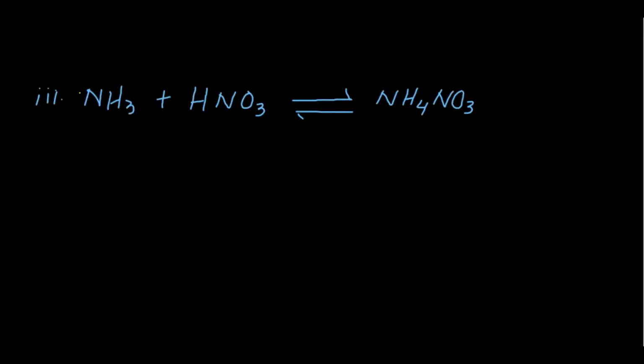In the next question, we have reaction between ammonia and nitric acid. Here we can notice nitrogen of ammonia has lone pair of electrons. Nitric acid is proton donor, while ammonia is proton acceptor. Since nitric acid donates its proton to ammonia, that's why nitric acid is Bronsted acid, while ammonia is a Bronsted base, since it is proton acceptor.